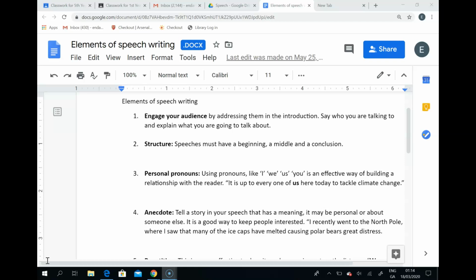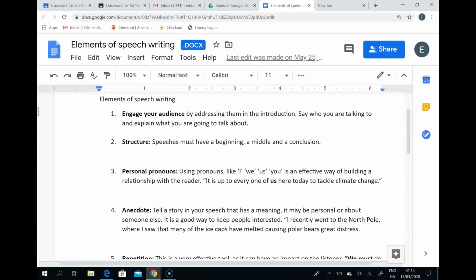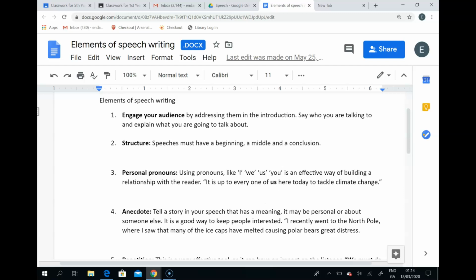Okay, so the first one we're going to look at is engage your audience. What we mean by that is we must engage them in the introduction. Say who you are talking to and explain what you are going to be talking about. Number 2, structure. Speeches must have a beginning, a middle and a conclusion. Much like stories, speeches are the same.